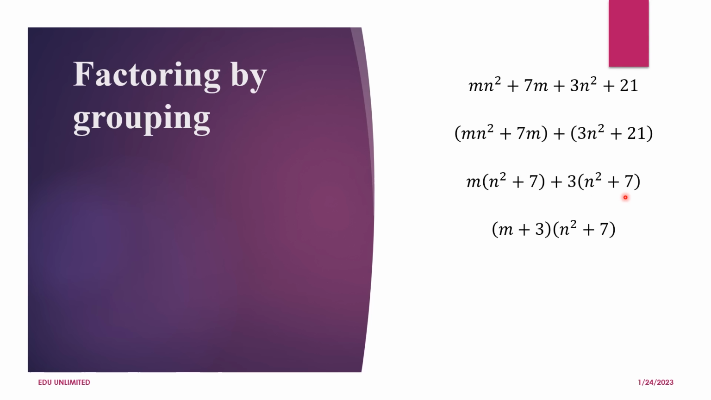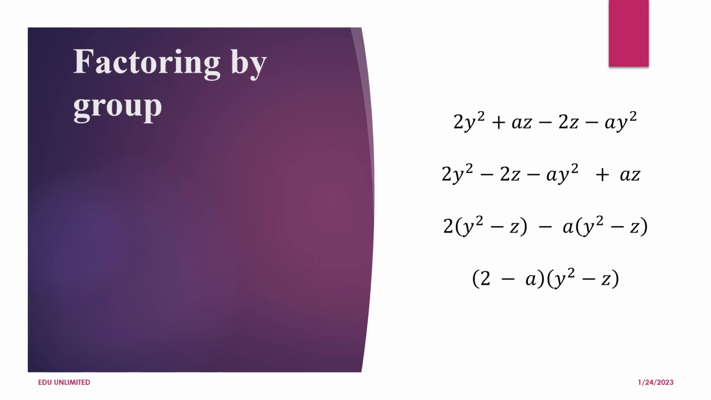But let us test. So we have 3 that is common. 3 is the common factor here because 3 multiplied by n squared gives us 3n squared, and 21 divided by 3 gives us 7. So n squared plus 7 is in this bracket, and n squared plus 7 is in this bracket too. So while we factorize, the next step would be m plus 3, all bracketed, open bracket, n squared plus 7. So here we factorize by grouping.